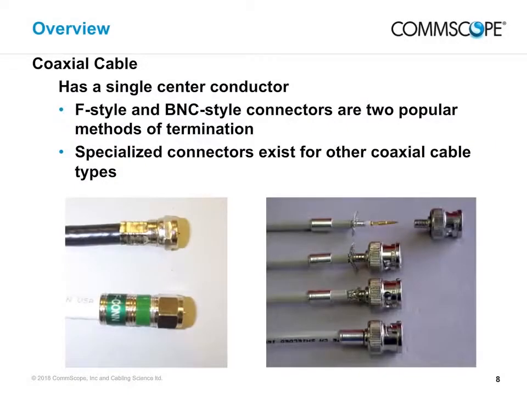A coaxial cable has a center conductor and an outer conductor. F-style and BNC-style coaxial connectors are two popular methods for termination. There are also special connectors for specific coaxial cable types. In all cases, the aim of the connector is to establish low-loss connections between the inner and outer conductors of one cable and those of another. And, of course, the isolation between the inner and outer conductors must be maintained.